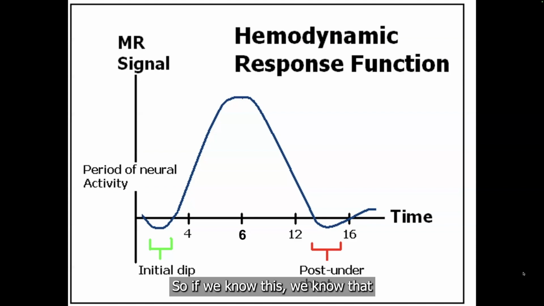So if we know this, we know that in areas of neural firing, we should get a blood response that looks something like this. We can look at all the voxels across the brain, all of the areas in the brain where there's more blood flow, and it should tell us something about neural firing.